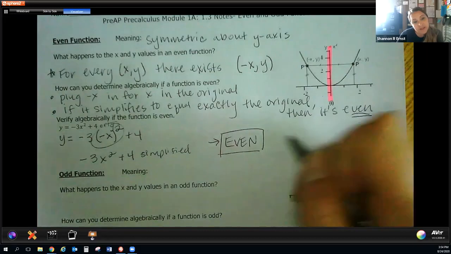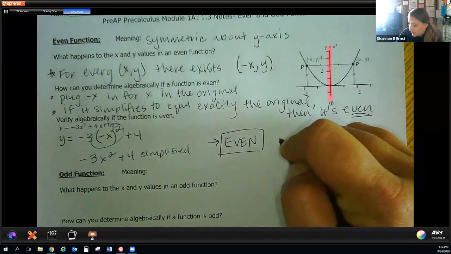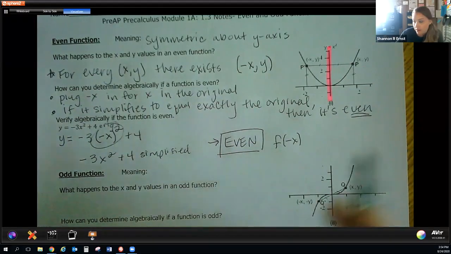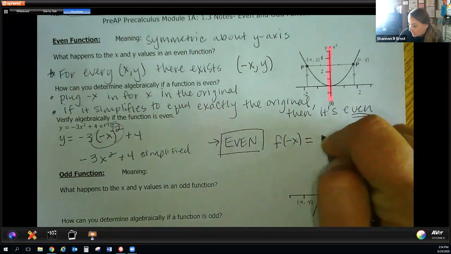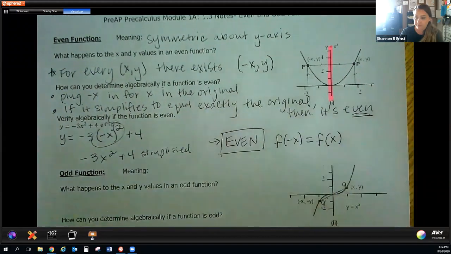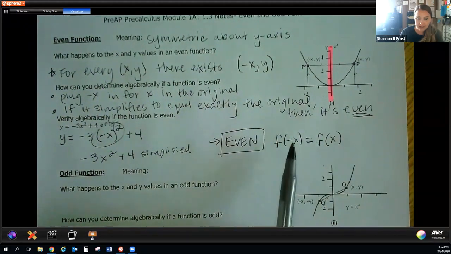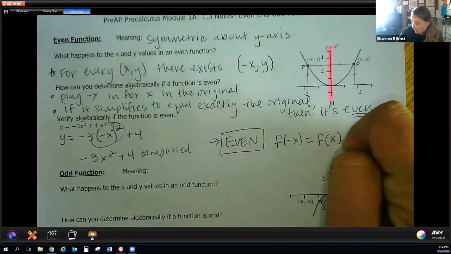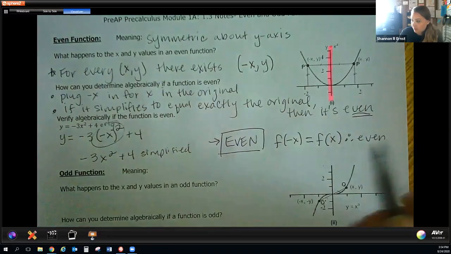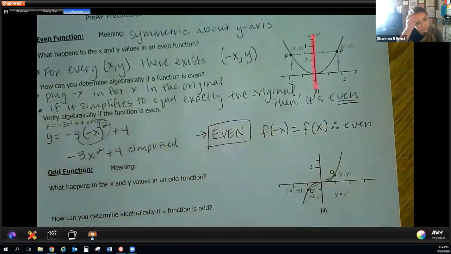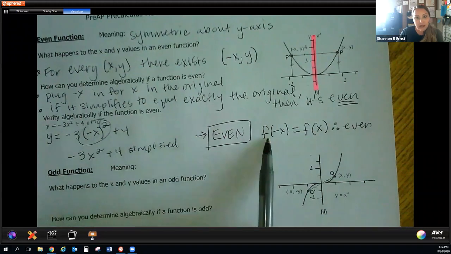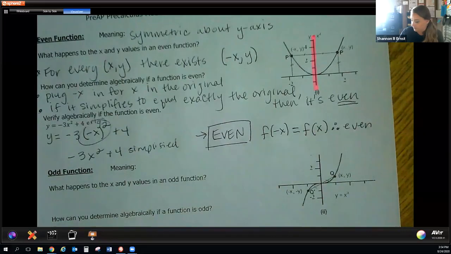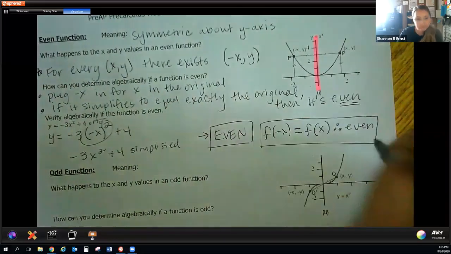The notation for this, you might also see, is if I do f of negative x, so that's just saying I plug negative x in, if it's equal to the original f of x. So plugging negative x into it equals the original f of x. Therefore, it's even. So these little 3 dots right here, those mean therefore. So if f of negative x is equal to f of x, therefore it's even. So that's another way you could see it written.